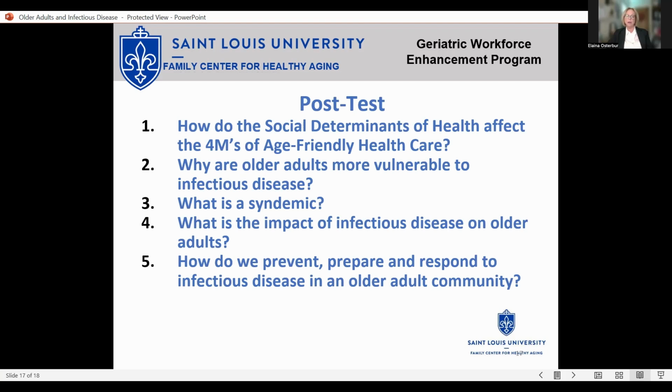Number two, why are older adults more vulnerable to infectious diseases? Older adults face increased vulnerability due to biological and social factors. And I'll let you read those in the notes.